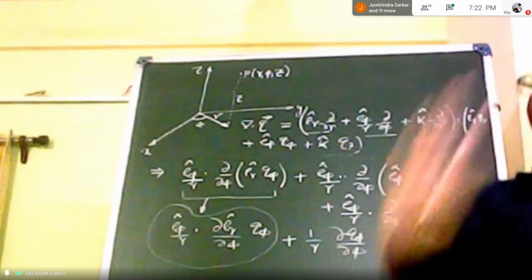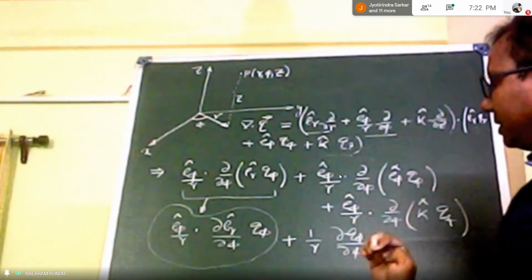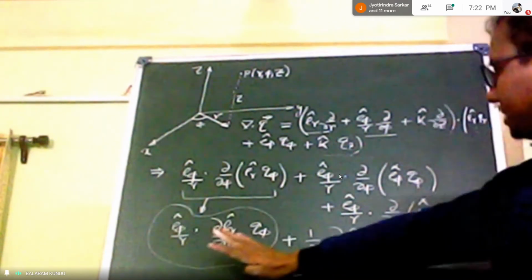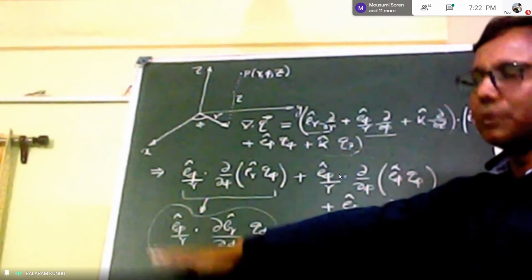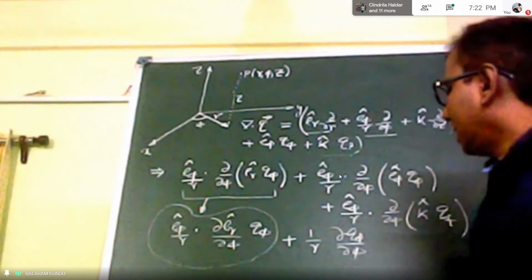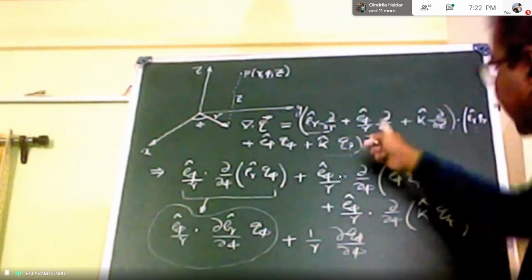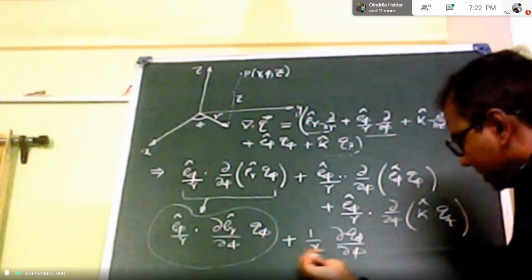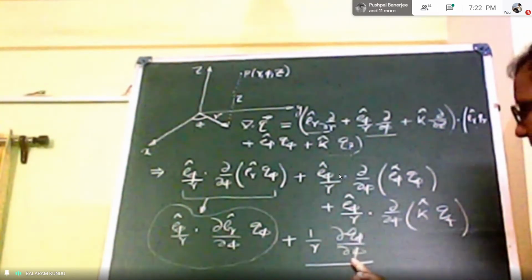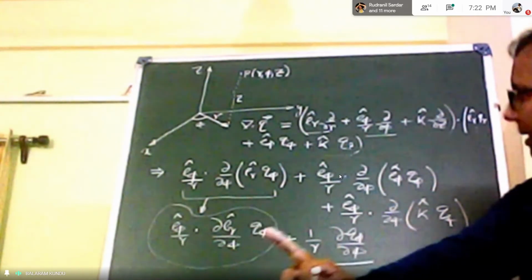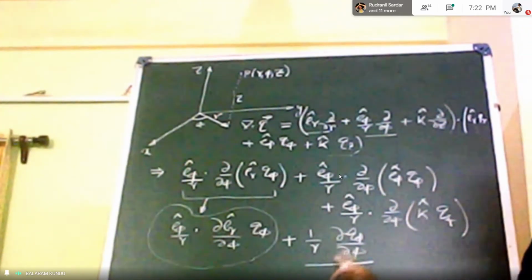Okay, so I will write it definitely. Now at this stage, we should keep this term. And from the second term, this expression has already been obtained: 1 by r del q phi by del phi. This expression is there in the final expression.